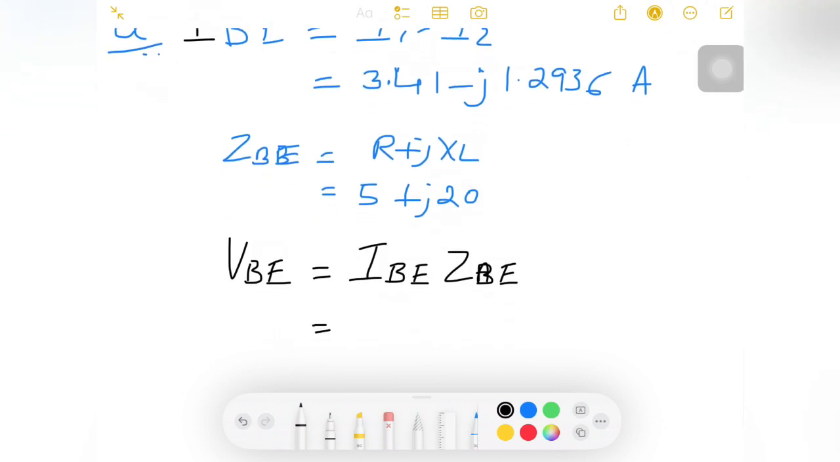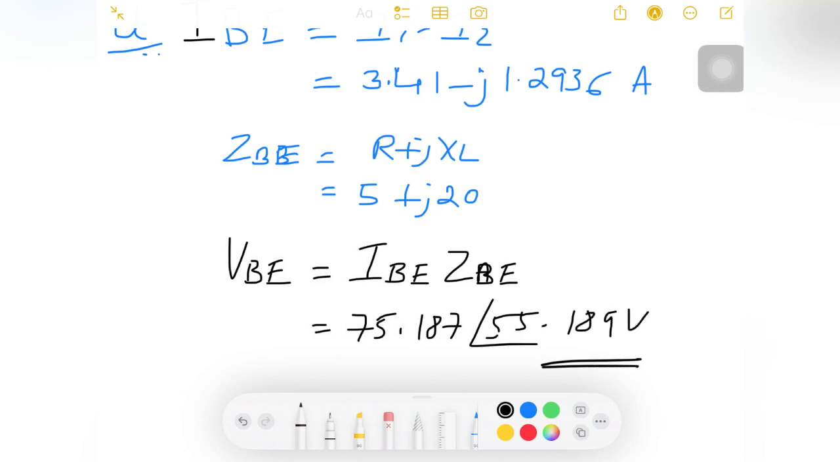If you substitute and simplify, we get 75.187 at an angle of 55.189. So this will be the voltage in that branch. So this is how you are supposed to solve mesh analysis with an AC source using Cramer's rule. Thank you.